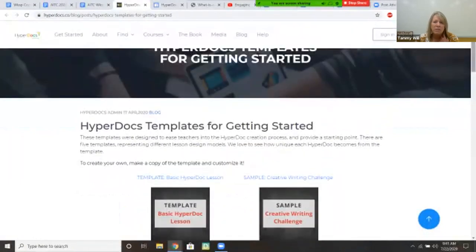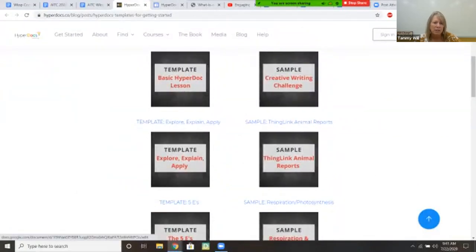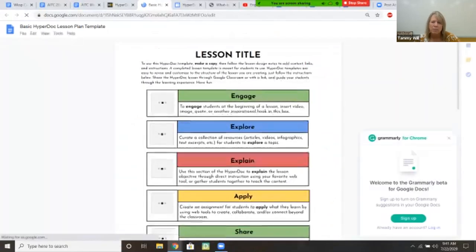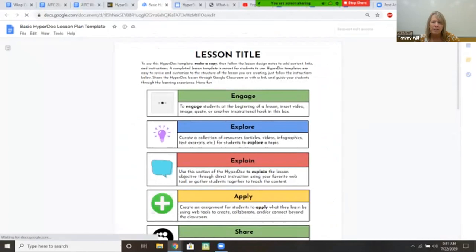So here's some templates. This is the basic one. I believe it's the one that you've seen in several of mine. So there's that same template. And you notice up here at the top, it says request edit access. So you go on here and you click that, and I really think it was a very short time that I got access to this and was able to make a copy, and then that copy is yours, and you keep using it over and over.